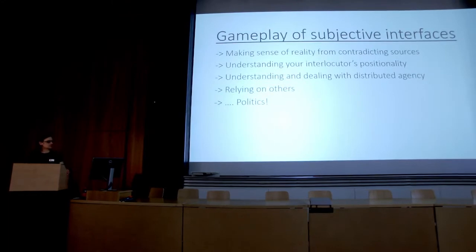And I'm imagining a gameplay of subjective interfaces, for example, making sense of reality from contradicting sources, which we all do, understanding your interlocutor's positionality. So if this person is this kind of guy, what he's going to tell me is different from what that other person is going to say. Understanding and dealing with distributed agency. What I mean by that is, if I ask someone to do something for me, there might be an error, or I might have surprises in the actual implementation of that action. Relying on others, in other words, politics.